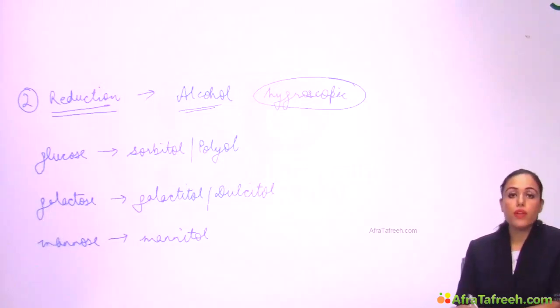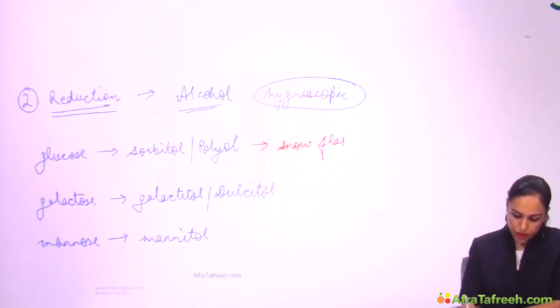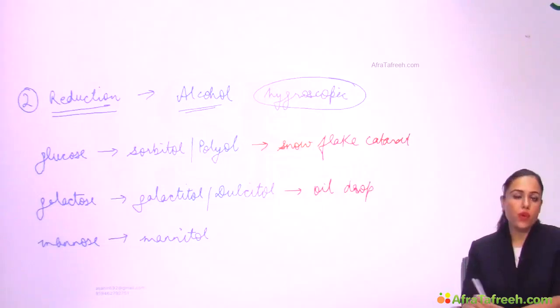Now let's see the clinical point here. Sorbitol, when it gets accumulated in the body, especially in the lens of the eye, causes cataract. That is, it will cause snowflake cataract. On the other hand, galactitol will cause oil drop cataract.